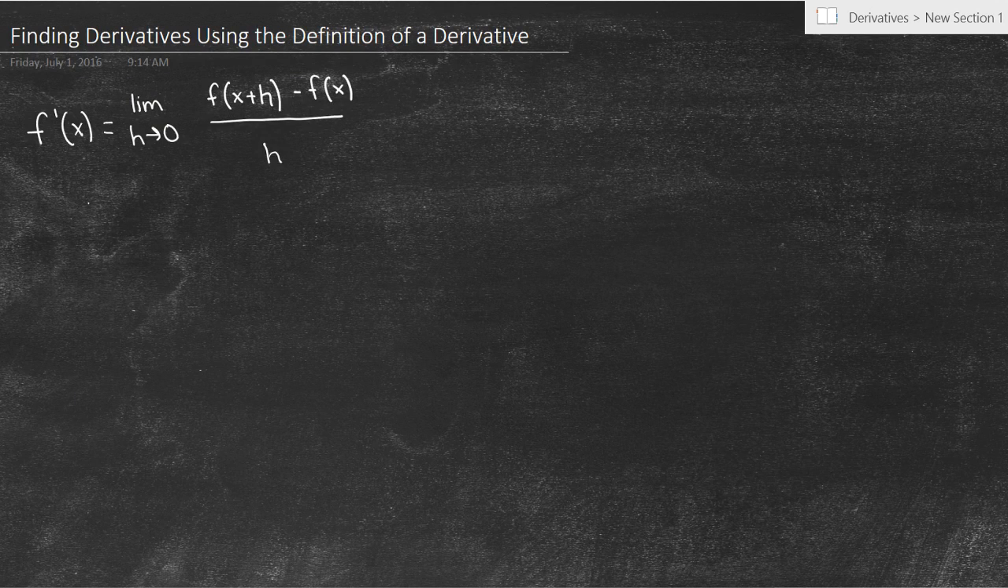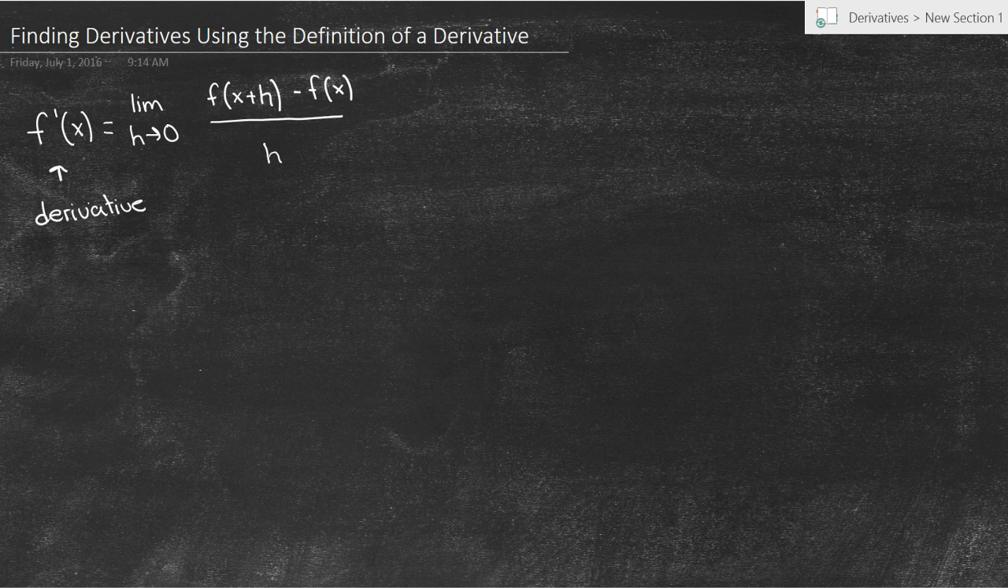Hey guys, so today we're going to do a video about how to find derivatives using the formal definition of a derivative, often called the limit definition. And what it says is f prime of x, which is just another way to say the derivative of f of x, equals the limit as h approaches 0 of f of x plus h minus f of x divided by h.